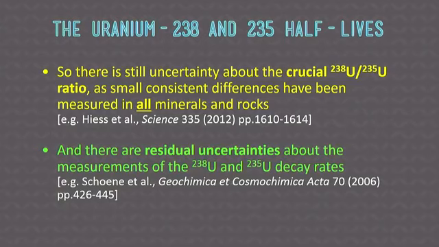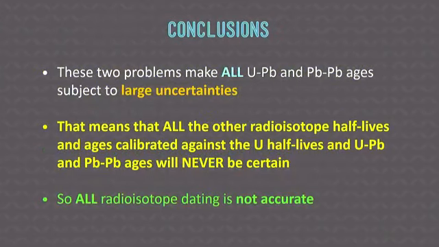At the same time, there are residual uncertainties about the measurements of the uranium-238 and 235 decay rates. So these two problems plague all uranium-lead and lead-lead ages. They're all subject to these large uncertainties. So if there are uncertainties in the gold standard uranium-lead and lead-lead ages, that means all the other radioactive half-lives and ages calibrated against uranium-lead and lead-lead ages will never be certain. So that means all radioactive dating is not accurate.